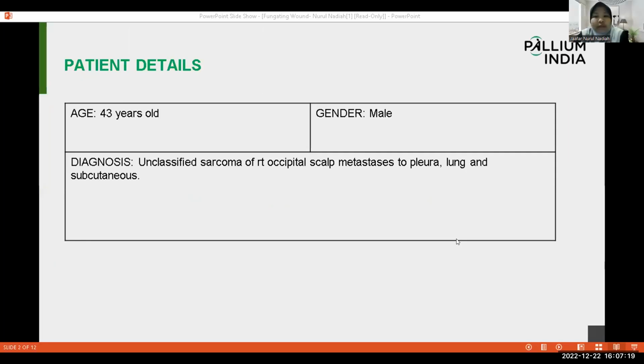Hello, good afternoon. Here in Malaysia, it's the afternoon, now 6:37 p.m. So I am Nadia. Today I'm going to present about my patient, a 43-year-old male. He was diagnosed with unclassified sarcoma of the right occipital scalp, metastasized to the pleura, lung, and also subcutaneous tissue.